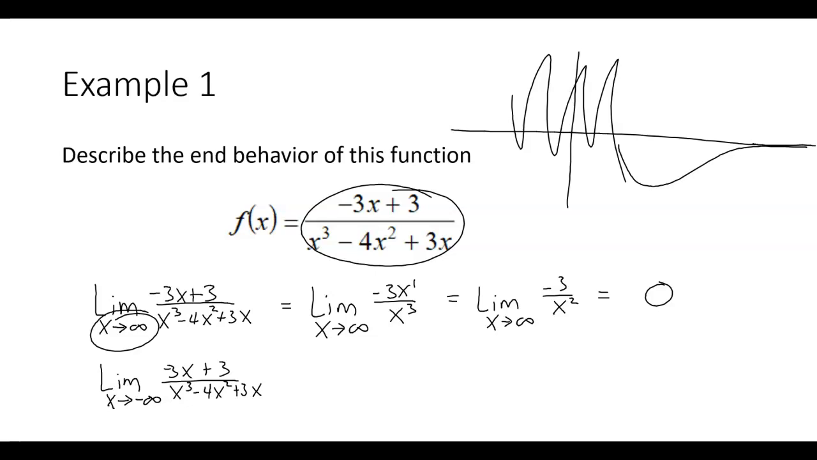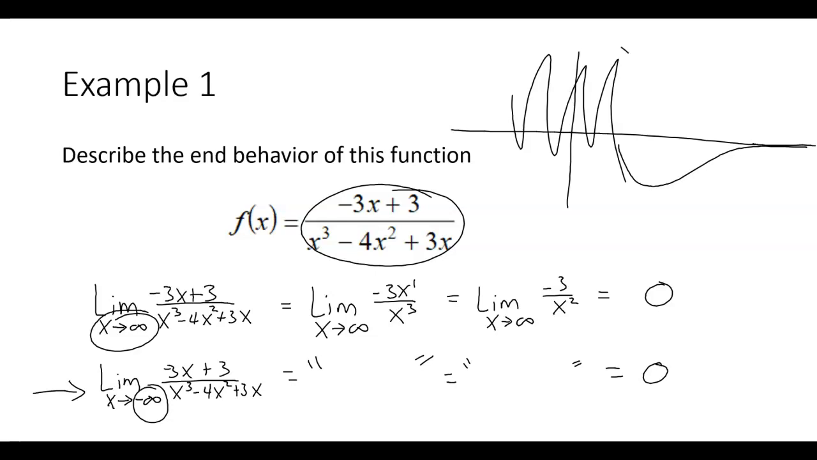Now, we're going to do the same thing for this one down here. This step would be the same. You would still only pay attention to the first terms. This step would be the same. You're still going to reduce it. And it doesn't matter whether it's positive infinity or negative infinity. So it also goes to 0 on the left side.